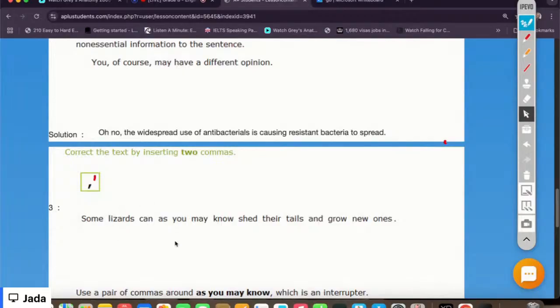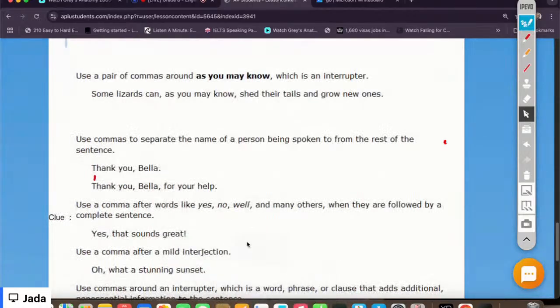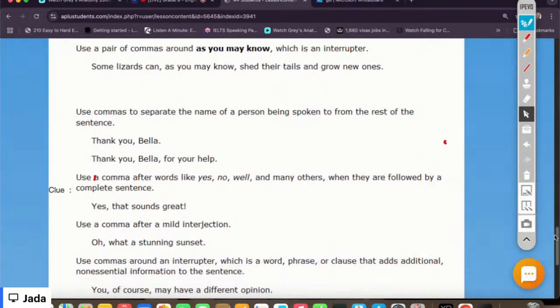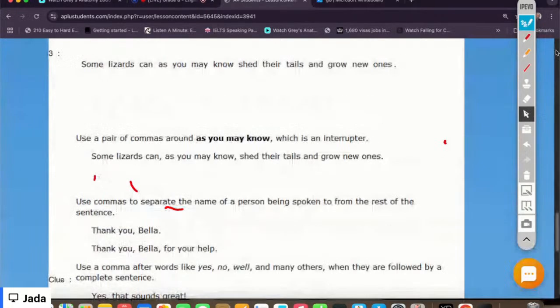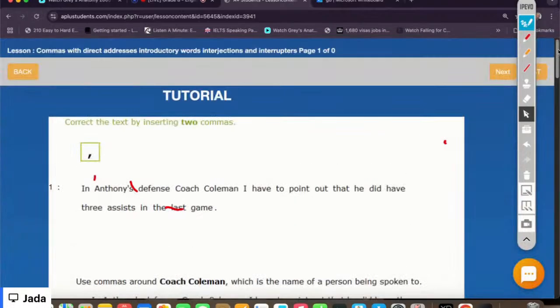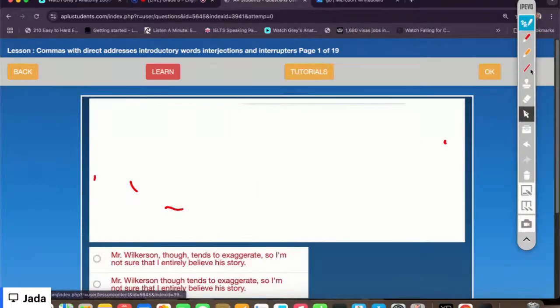Then we have "Some lizards can, as you may know, shed their tails and grow new ones." So what do we have here? Let's look at it. So we have "as you may know," so we have to make sure we put a comma in between that. So you have to just make sure that you put the right comma for the interrupters, the mild interjection, and introductory words. So like yes, oh, all these are introductory words.